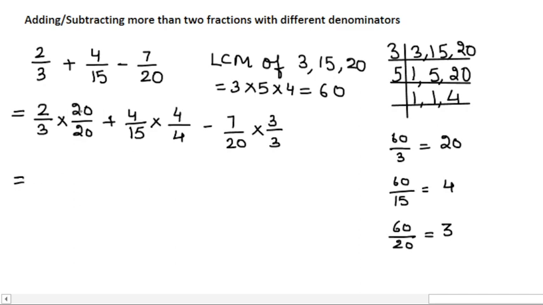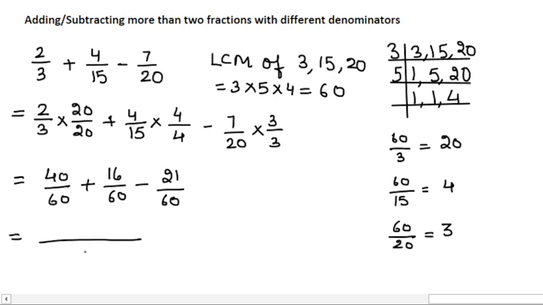We need to multiply. So 2 twos are 4, 20 threes are 60. Second fraction, 4 times 4 is 16. 15 times 4 is 60. 7 threes are 21. 20 threes are 60. See, we got all three fractions with equal denominators. This is what we wanted.